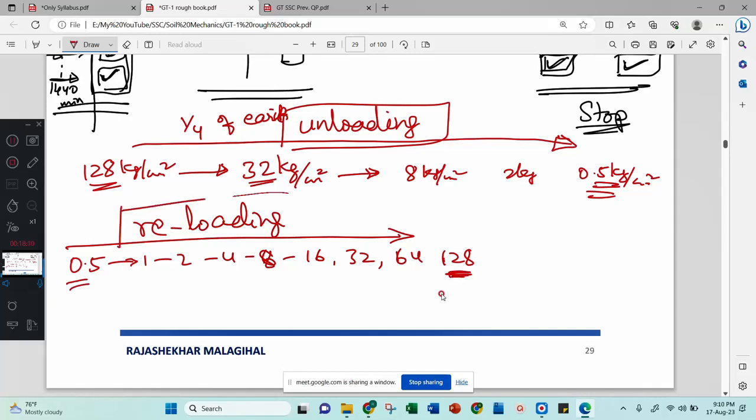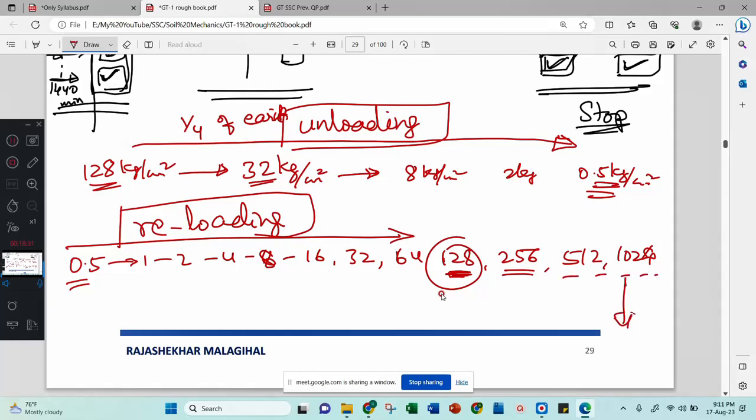But in reloading, we have to go beyond 128 forcibly. That is 128 to 256. Then 512. Then 1024. Like that you must go beyond the loading range. Then you will go there, and after that you will stop the experiment.